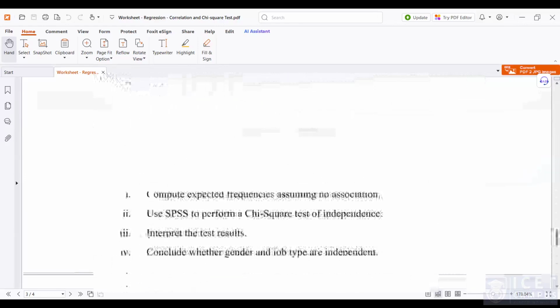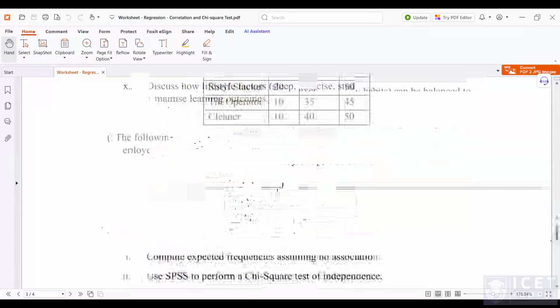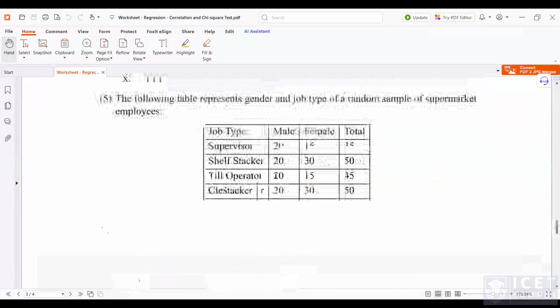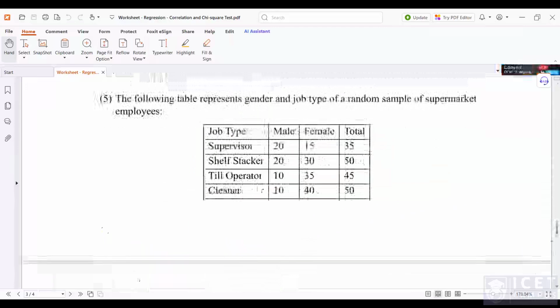Right, there are some more. Here is the chi-square test. Now we have discussed the correlation and regression analysis. These questions are for the chi-square test.